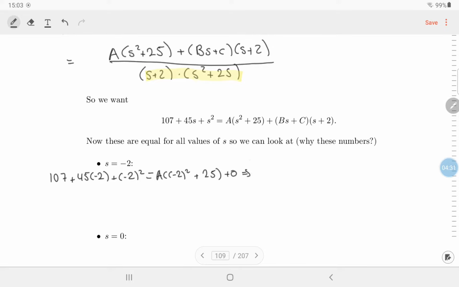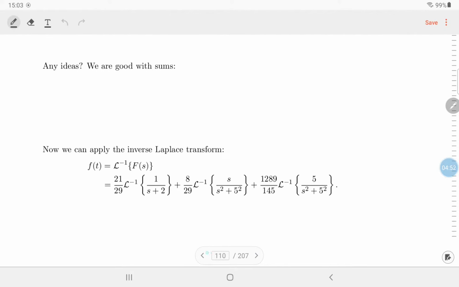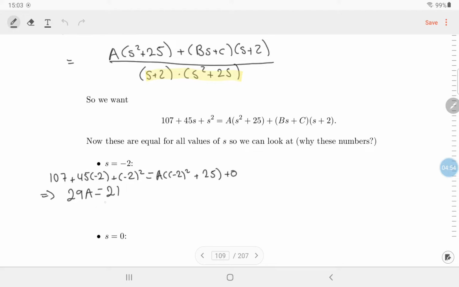So if we tidy this up, maybe on the next line, we get on the right hand side, minus 2 squared plus 25 is 29. A is equal to, and we'll put this other bit into the calculator, 107 minus 90 plus 4, 21. So we get this weird 21 over 29. I just want to check, is that okay? Yeah, weird numbers, but there we go. So divide both sides by 29, 21 divided by 29.